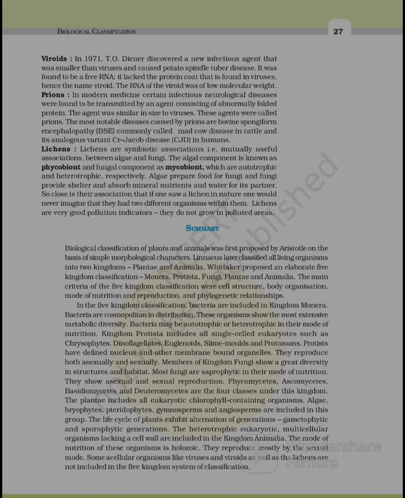The heterotrophic eukaryotic multicellular organisms lacking a cell wall are included in the kingdom Animalia. The mode of nutrition of these organisms is holozoic. They reproduce mostly by the sexual mode. Some acellular organisms like viruses and viroids, as well as the lichens, are not included in the five kingdom system of classification. This is the end of this chapter.